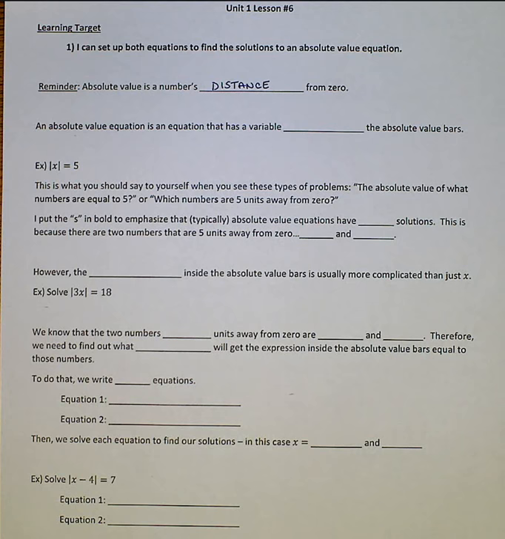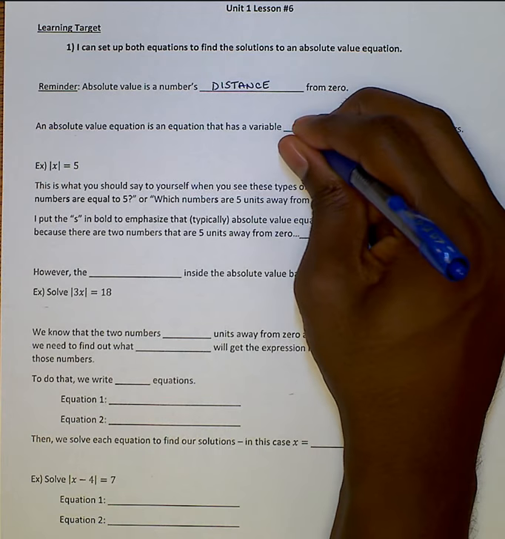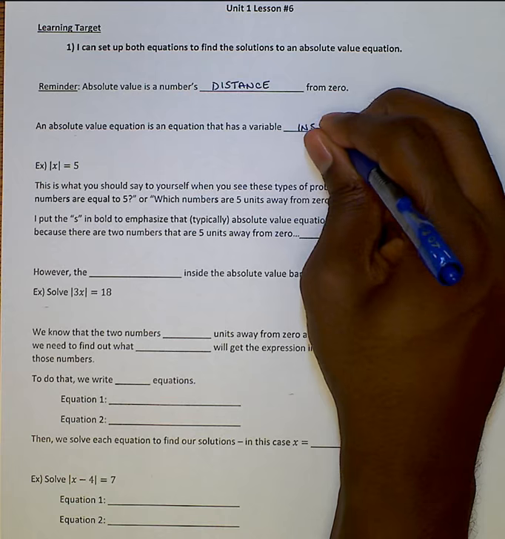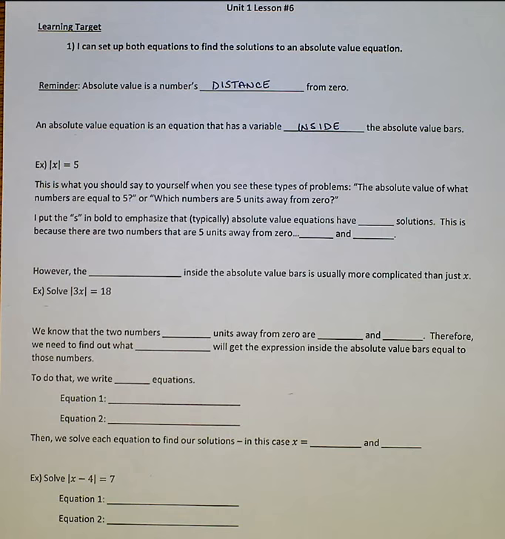Same with numbers. An absolute value equation is an equation that has a variable inside the absolute value bars. If there's just an absolute value somewhere and there's no variable inside of it, it's not an absolute value equation at all. So here's an example of an absolute value equation: absolute value of x equals 5.